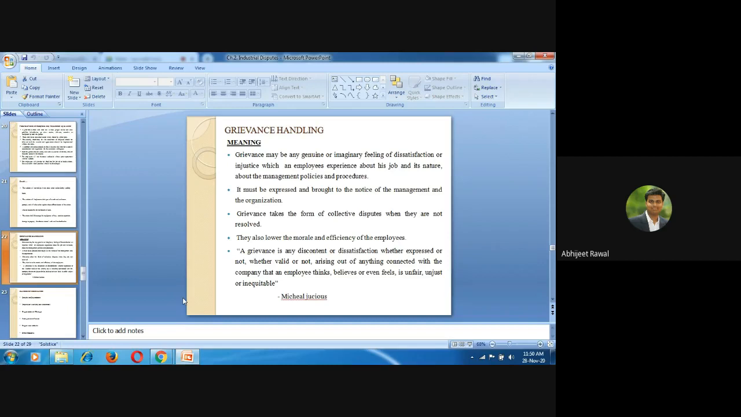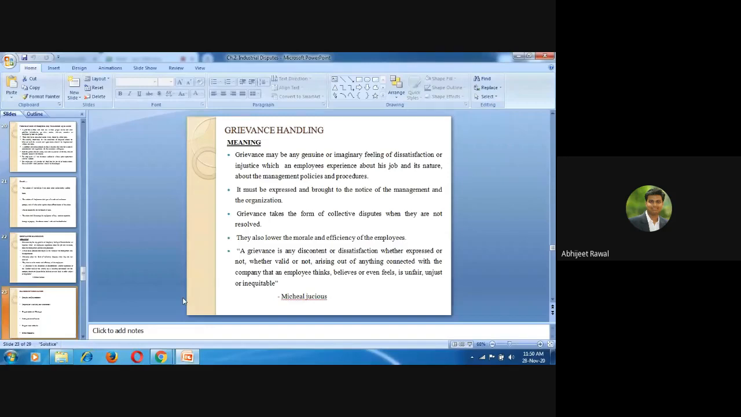Grievance takes the form of a collective dispute when they are not resolved. They also lower the morale and efficiency of the employees. Whenever you have a grievance in a company, you have no desire to work at all. And if your morale is lowered, comes down to a lower level, the efficiency or productivity of an employee also comes down. So grievance plays a very crucial role.